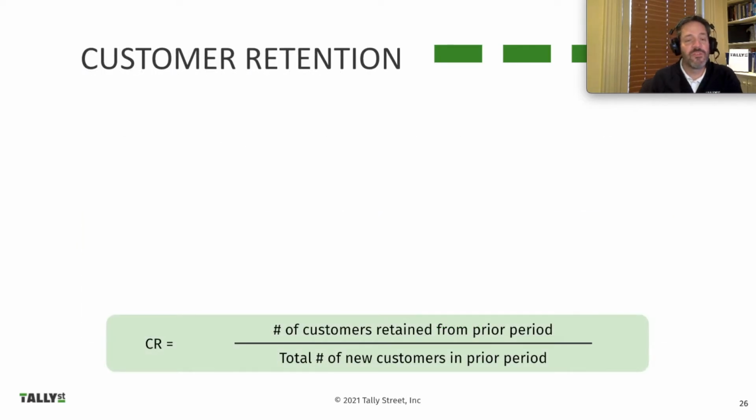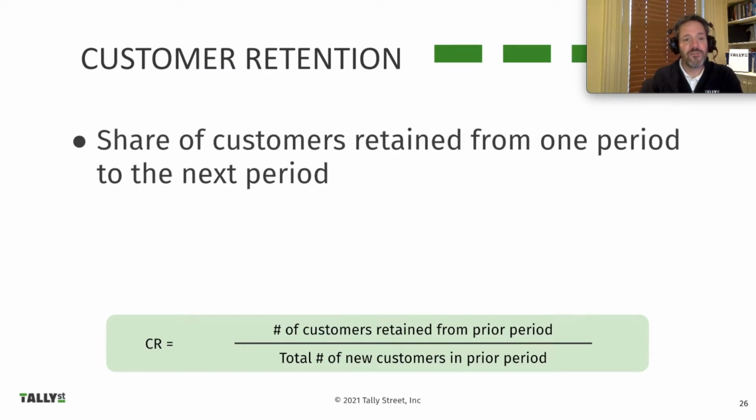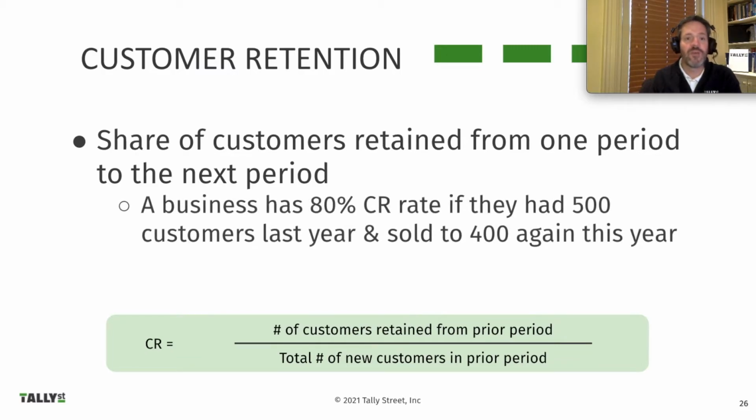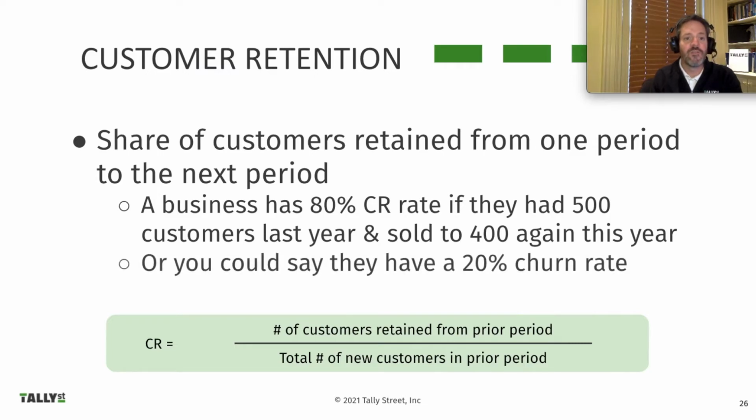Customer retention is really the opposite of churn, or the churn rate. Customer retention rate is the share of customers who were retained from one period to the next. As an example, if a business had 500 customers last year and then sold to 400 of those customers again this year, they would have an 80% customer retention rate. And again, customer retention is just the flip side of churn, so the same business has a 20% churn rate. Obviously, you cannot do better than 100%. So if you retain all your customers, you have a 100% customer retention rate.